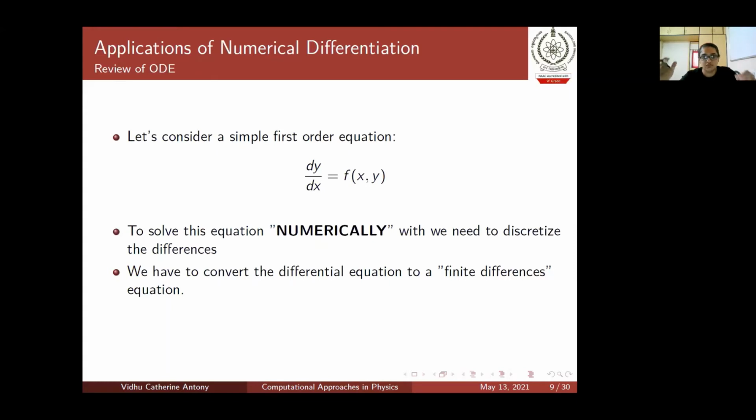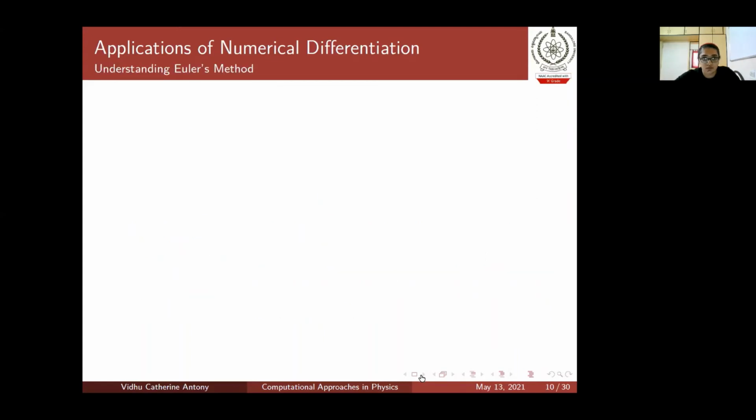This dy by dx, you would write as delta y by delta x. You would discretize the whole thing so that you're able to solve it. If you make it into small pieces, you're able to simulate continuity, even though it's not continuous. Now, what is the simplest solution that you can use? You can use Euler's method. Now we will go on to understanding how Euler's method works.